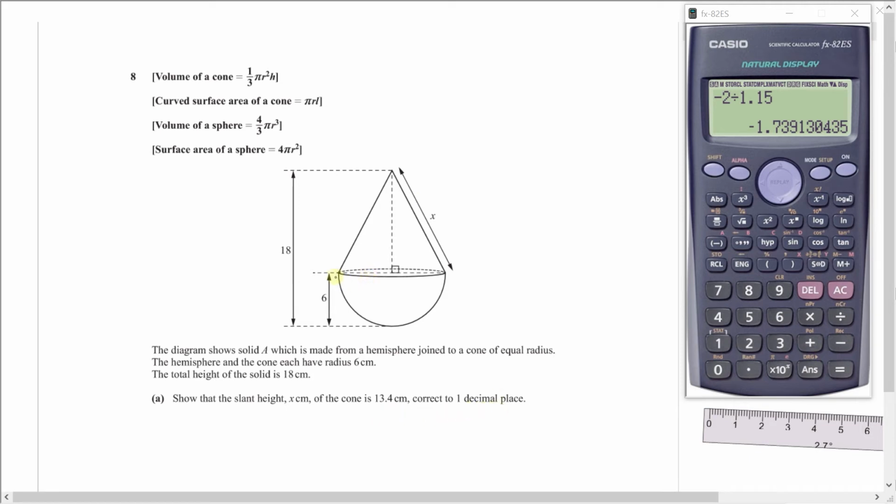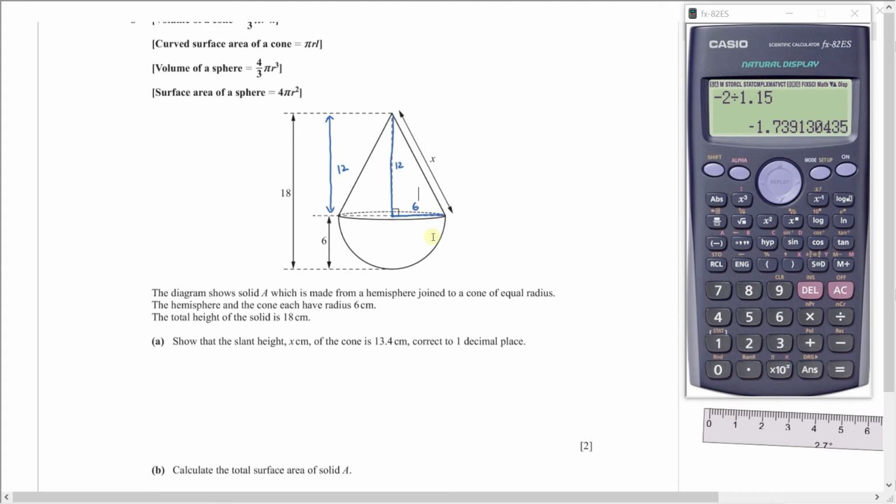So the radius of the hemisphere is 6, and the radius of the cone is also 6. So that means this length here will be 6 as well. And the height of the cone will be this full height 18 minus this height 6, so the perpendicular height of the cone will be 12. Since this is a right angle triangle, I can use the Pythagoras theorem.